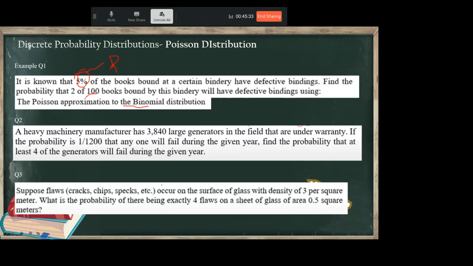What is this example? You have a heavy machinery manufacturer that has 3,840 large generators in the field that are under warranty. Here n is really big, 3,840, and the probability is 1 by 1200, a very small probability. So for sure, it's a question of a Poisson approximation, because n is really high and p is really small. The probability that any one will fail during the given year. Find the probability that at least 4 of the generators will fail during the year.